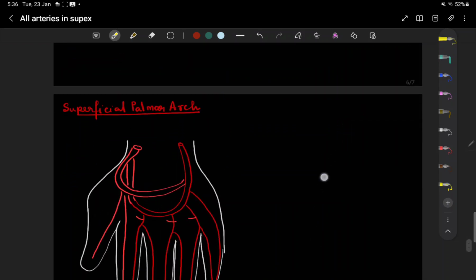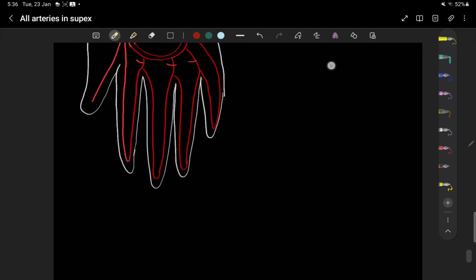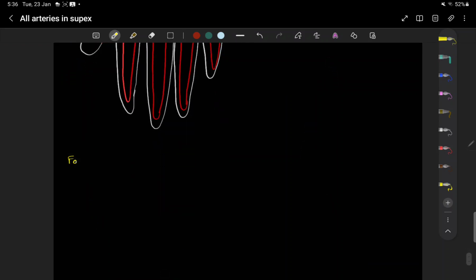Next we would have the last topic, superficial and deep palmar arch. Let's discuss it. The superficial palmar arch will be formed by, one, the superficial branch of the ulnar artery. Okay, let's keep the diagram clean, so we write it below. It will be formed one by the superficial branch of the ulnar artery.